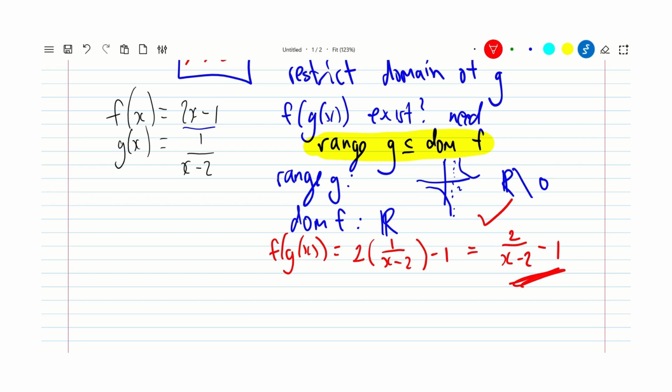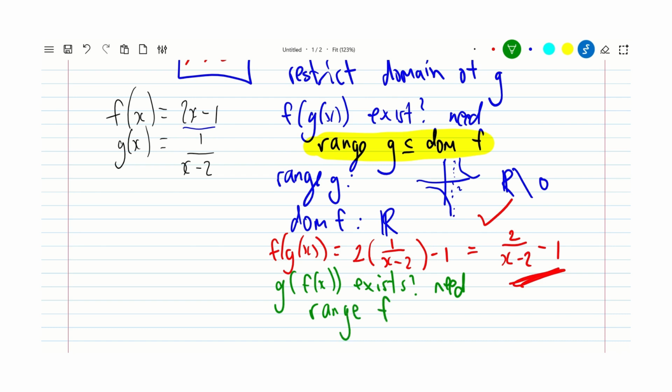All good. Let's try the other side of the coin. Let's try to see whether g of f of x exists. We need the range of the inside function, f, to be a subset of the domain of the outside function, the domain of g. So let's have a look at it. What is the range of f? The range of f, that's a linear function that just goes on forever, so that is just R. The range of f is R.